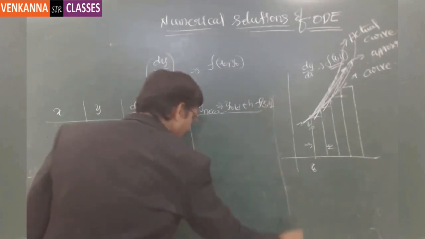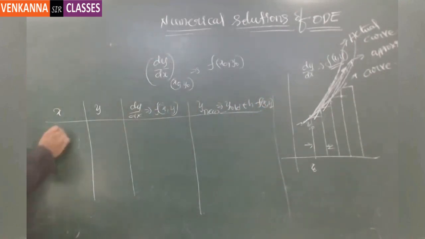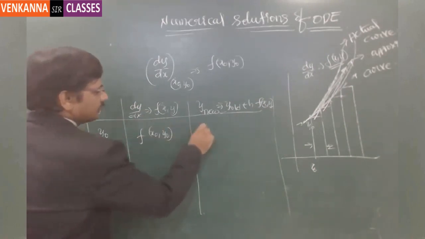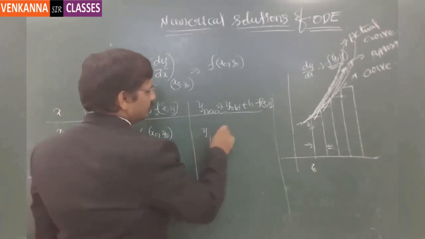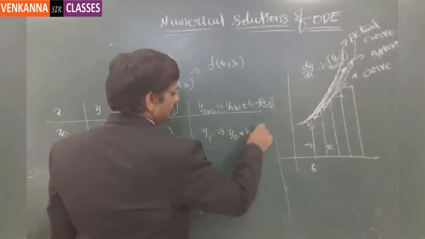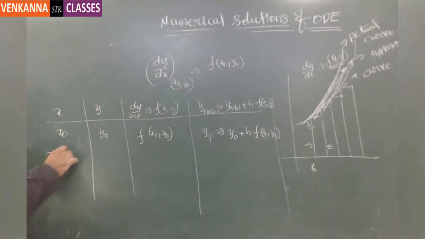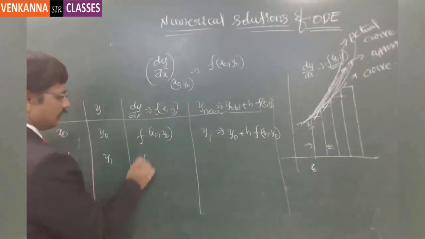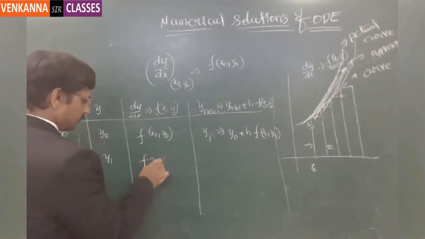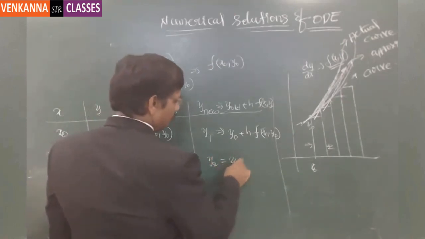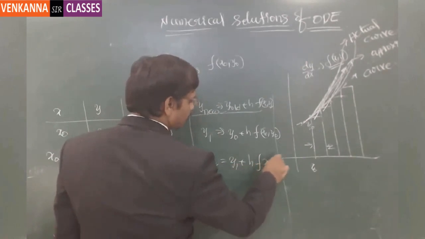So you prepare a table with x naught and y naught, and here dy by dx is f of x naught comma y naught, and y new, or y1, is equal to y naught plus h times f of x naught comma y naught. From this you calculate the next value as x naught plus h, and y1, and here f of x1, that is x naught plus h comma y1, and y2 is equal to y1 plus h times f of x naught plus h comma y1.